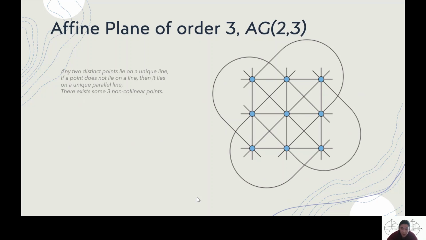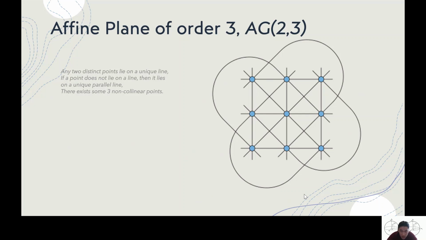The second example we'll look at is the affine plane of order 3. Again, we will check that our shorthand conditions hold. The first two are easy checks. For the third axiom, we have a ton of triangles to choose from. In fact, it's a fun game: how many triangles, subsets of three non-collinear points, exist in AG(2,3)?